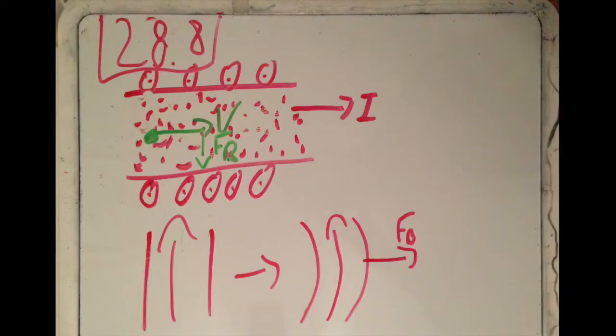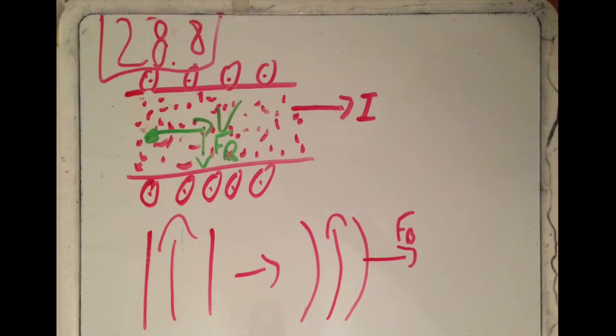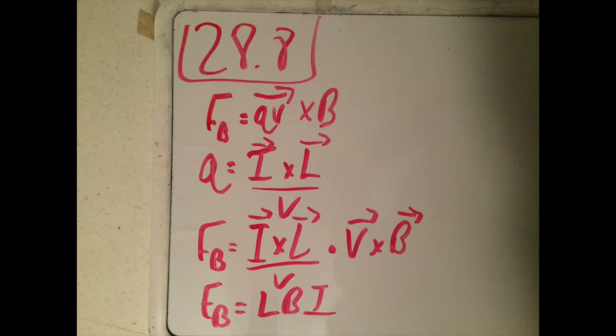In 28.8, we see when a wire has a current, it produces a magnetic field. In our depiction, the magnetic field is coming out towards us. The force created by the magnetic field pushes all the electrons towards the bottom of the wire. This will cause the wire to bend until it reaches an equilibrium point. Knowing that Fb equals qv cross B, and knowing that q equals I times L over v, we can substitute q into the formula for Fb, and we get the force on the wire equals LBI.